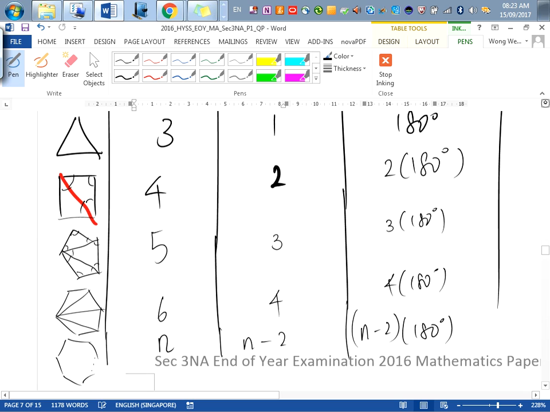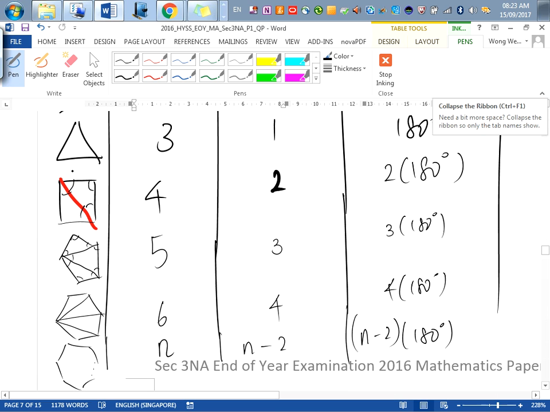You see a pattern? Sophia, how many sides does this shape have? 3 sides. So how many triangles do you see? 1. How many sides are there over here? 4. How many triangles do you see? 2. How many sides are there here? 5. And how many triangles do you see? 3. So on and so forth.